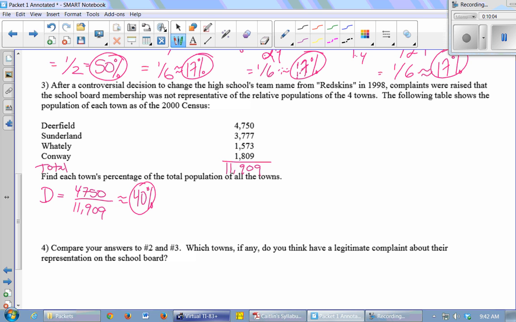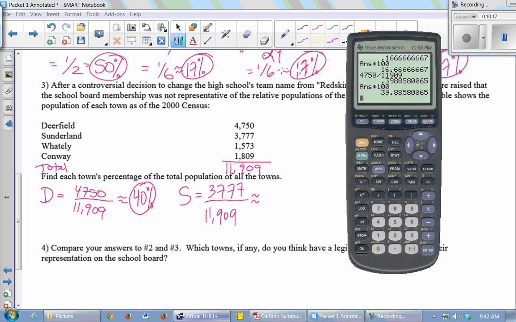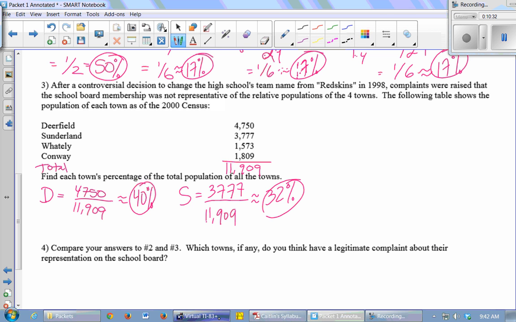Okay, so let's check Sunderland. So this would be 3,777 divided by 11,909. Times 100, just moves the decimal 2 to the right, and we get about 32%. Okay, so Sunderland, they have 32% of the population, and 17% of the power.